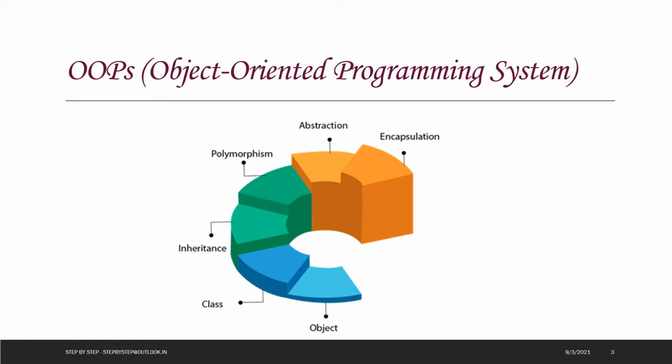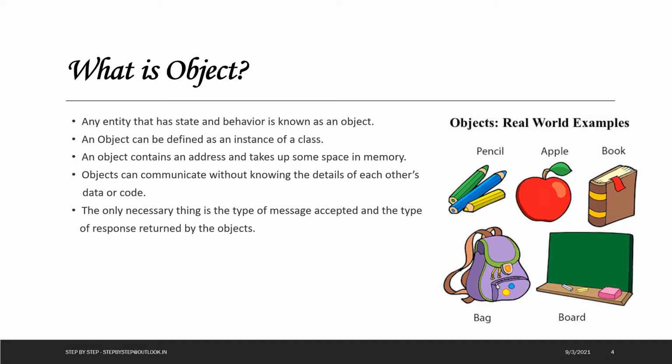And as part of this tutorial, we are going to discuss object, class, then the four major pillars of OOPS, that is abstraction, encapsulation, inheritance and polymorphism. So let's start with object.